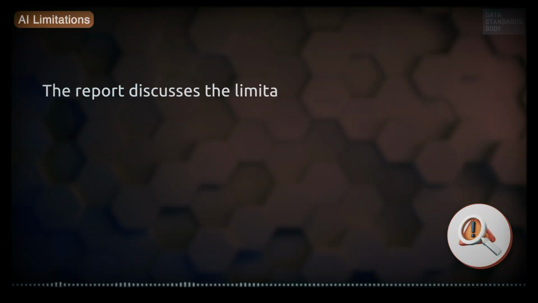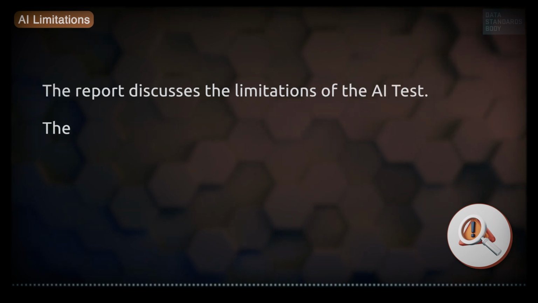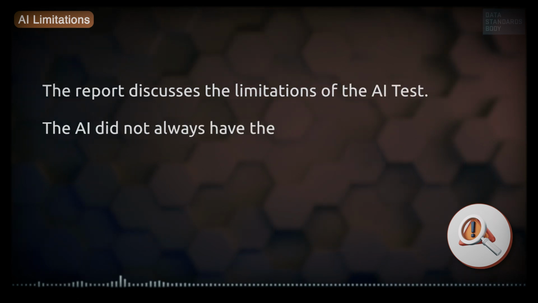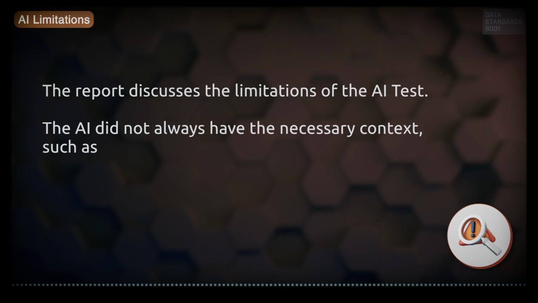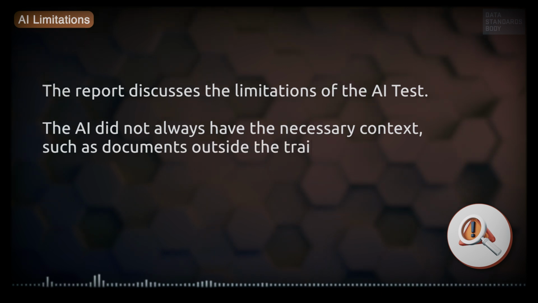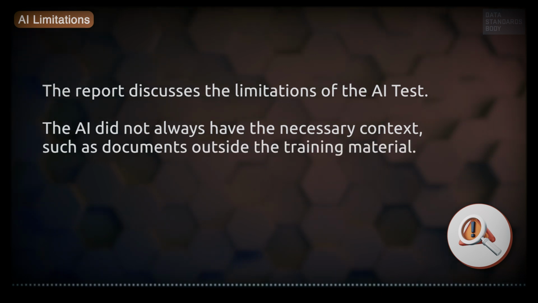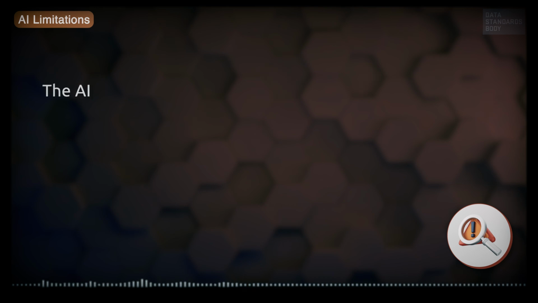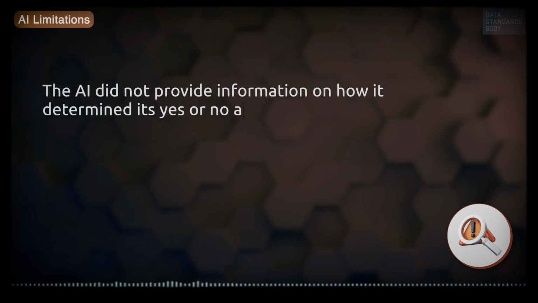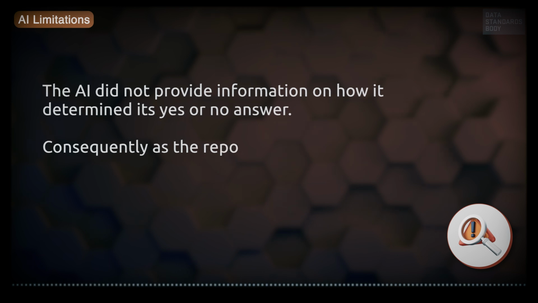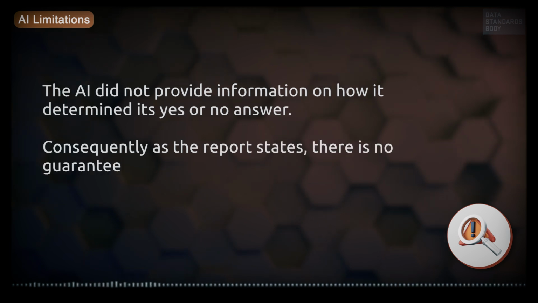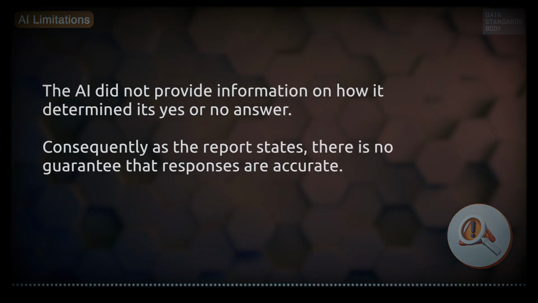AI limitations. The report discusses the limitations of the AI test. The AI did not always have the necessary context, such as documents outside the training material. The AI did not provide information on how it determined its yes or no answer. Consequently, as the report states, there is no guarantee that responses are accurate.